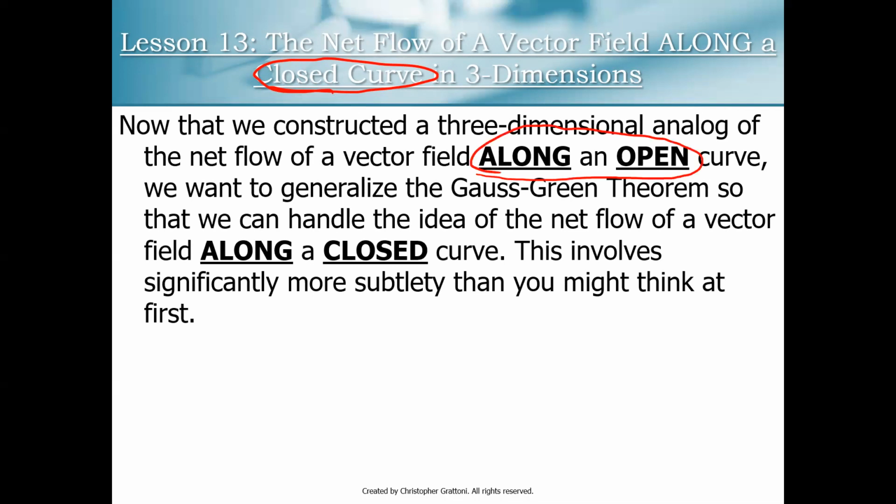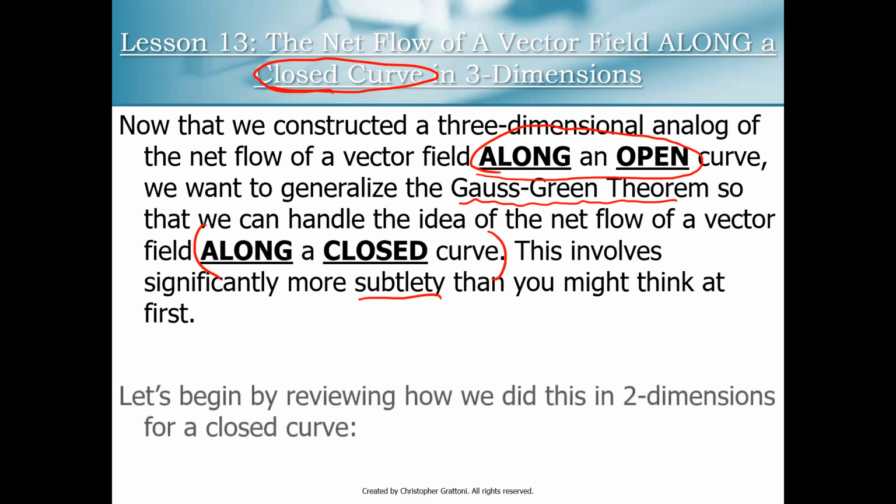open curve. But what we want to do in this video is generalize the Gauss-Green theorem to three-dimensional space so we can handle the idea of computing the net flow of a vector field along a closed curve in three-dimensional space. In some ways, this will be similar to what you saw in lesson 12, where we lifted up the Gauss-Green theorem into the divergence theorem. But for the flow along situation, there's actually a lot more subtlety in this construction than you might think at first. So why don't we go back to two-dimensional space first, and then we'll build back up to three-dimensional space.